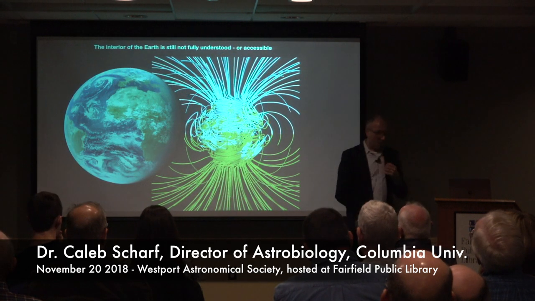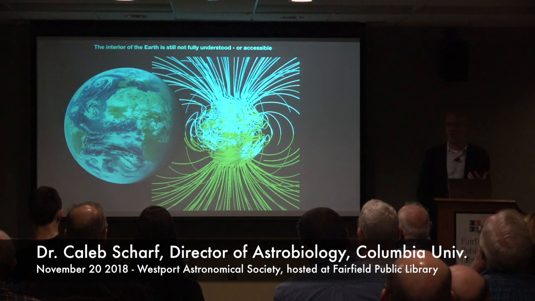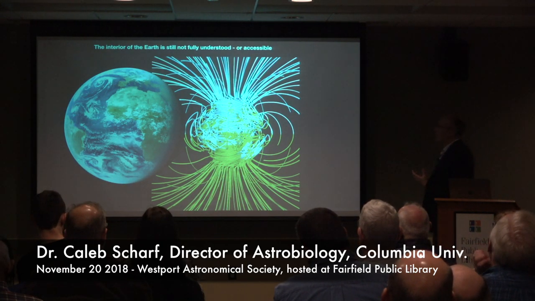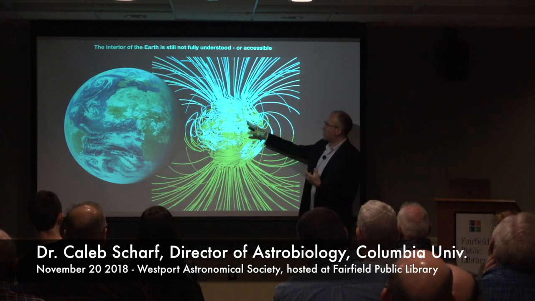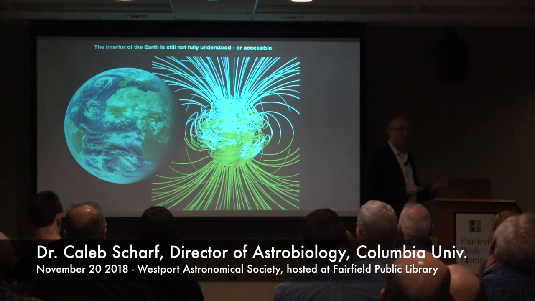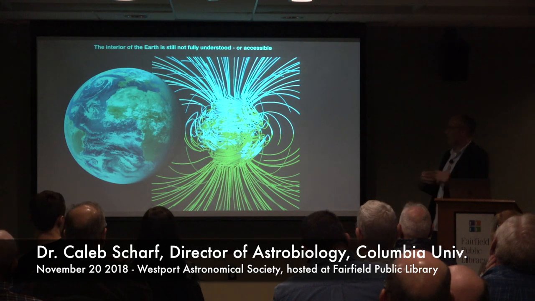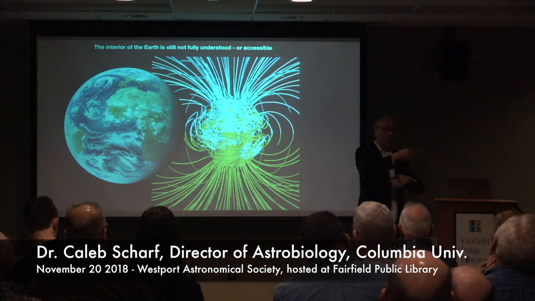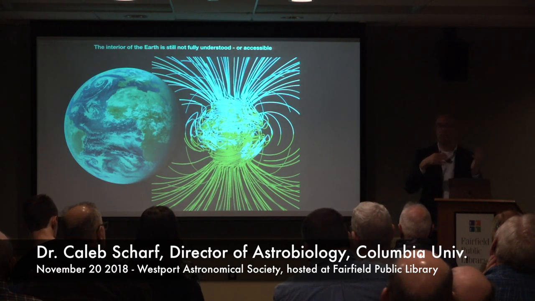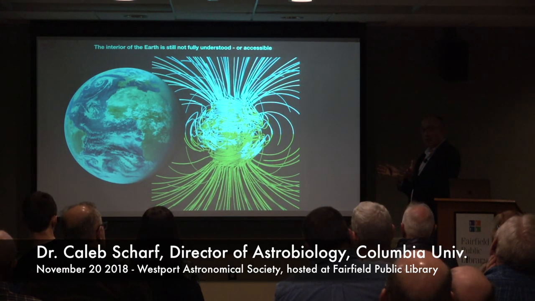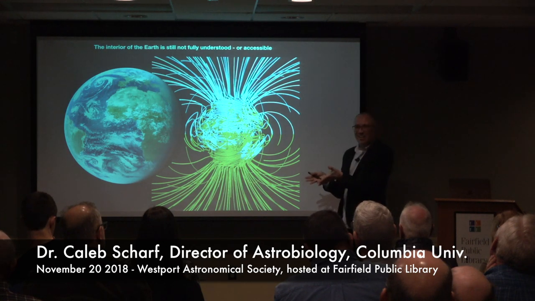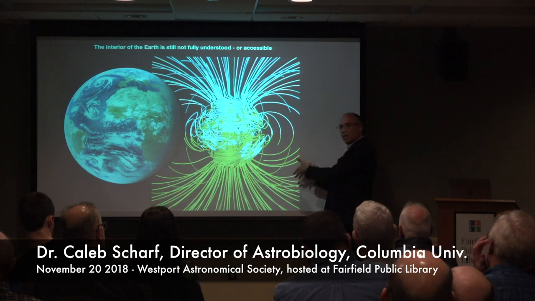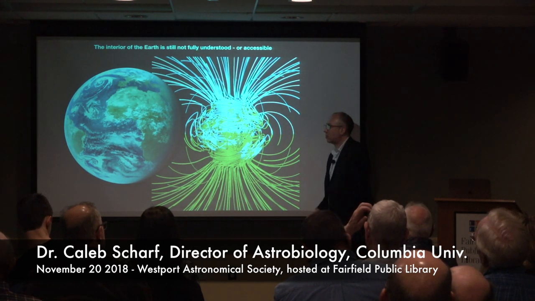Also, kind of cut off from the interior of our own planet. So we might try to understand how the magnetic field of the Earth is generated using supercomputer models like this. And we have magnetic field lines generated by some assumed rotating conductive material deep inside the Earth to make our magnetic field. But we can't get down there to truly confirm that this is the correct picture.